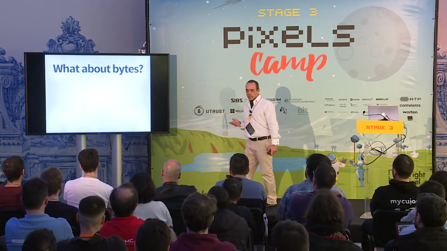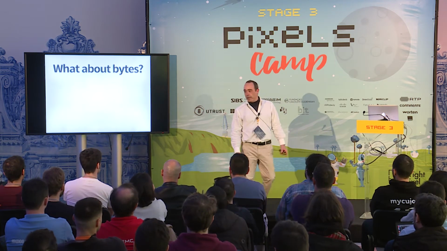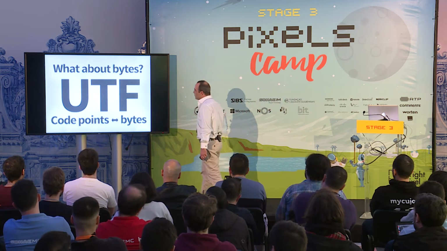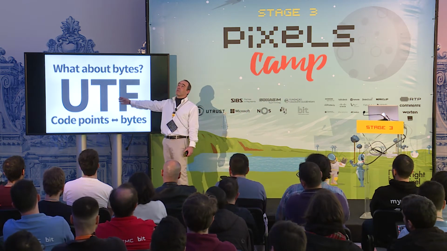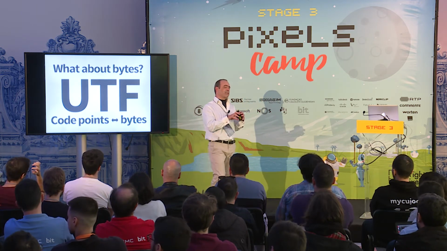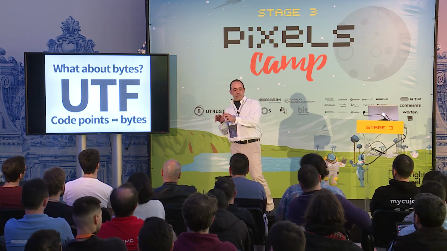So what about bytes? Because computers need bytes. You push something out to the network, you need bytes, okay? And that's where UTF comes in. And the role of UTF, Unicode Transformation Format, is to define how you translate or map or convert these code points into bytes and back.